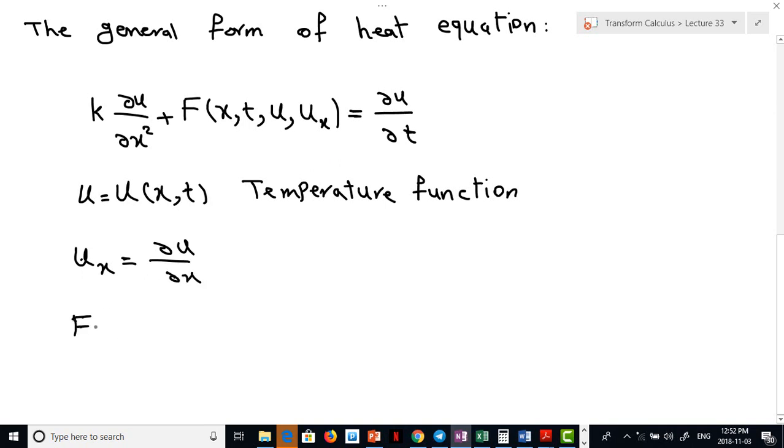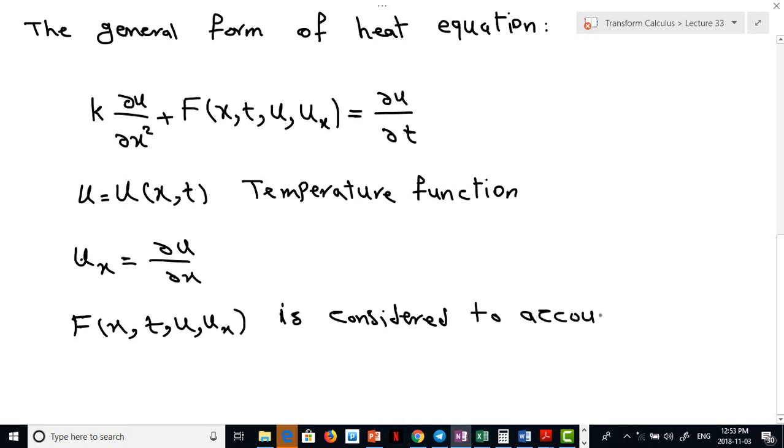So F of x, t, u and the derivative of u with respect to x, in fact we consider F because of the effect of the surrounding medium on the rod. F is considered to account for the effect of the surrounding medium on the rod.